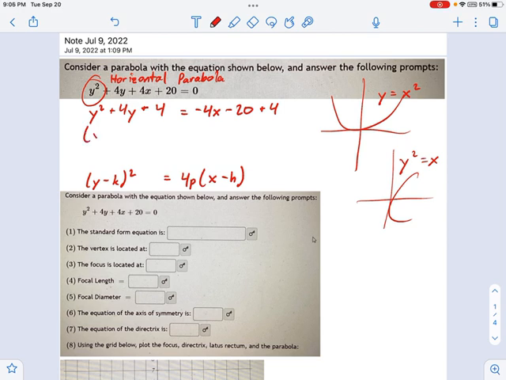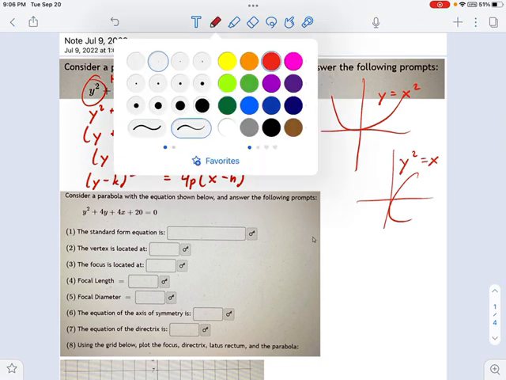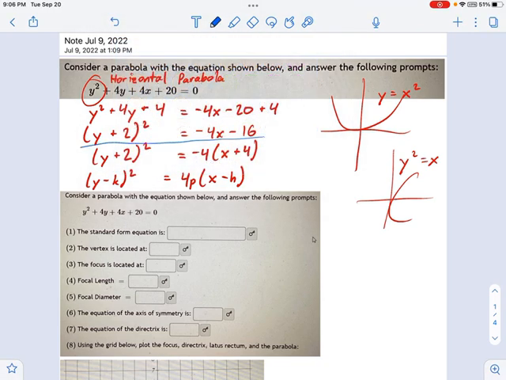If I factor this, I've got y plus 2 squared. On the right side, this becomes negative 4x minus 16. Okay, so that becomes, if I factor out the negative 4, I've got x plus 4. And of course, the left side, that was completed in the last step, so I can just rewrite this. And now I have standard form. So this equation right here, that is what I want. That's my standard form parabola.